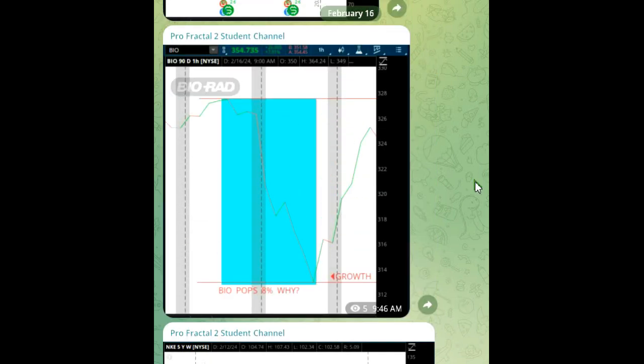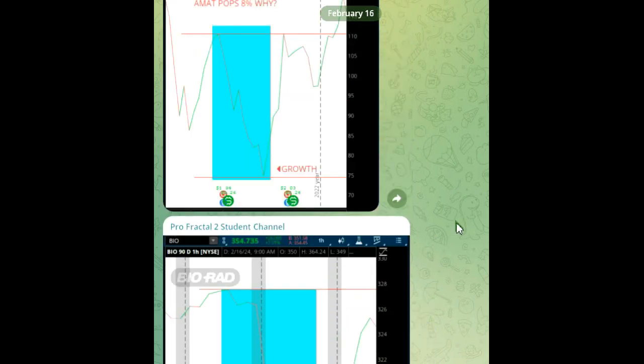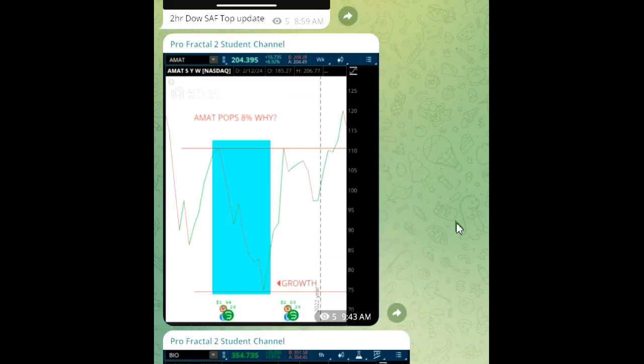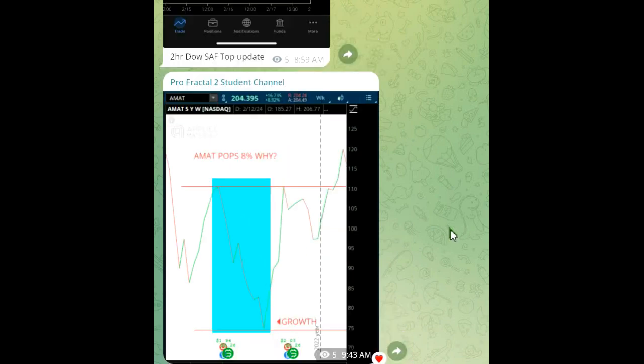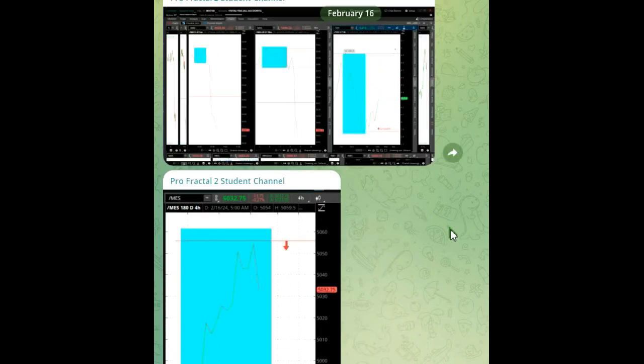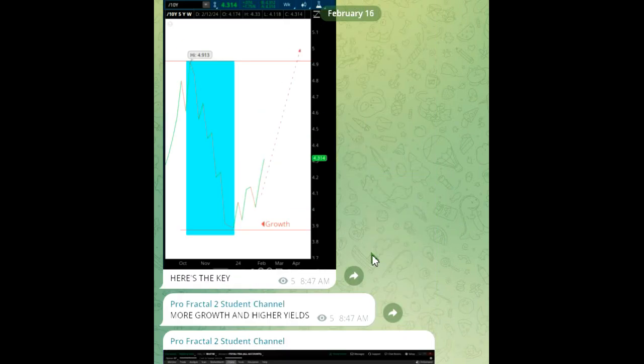All right. Another stock fractal, a typical growth fractal here, went up about 8%. We have another typical growth fractal here on Applied Materials. It popped 8%. And that was our Friday trade.